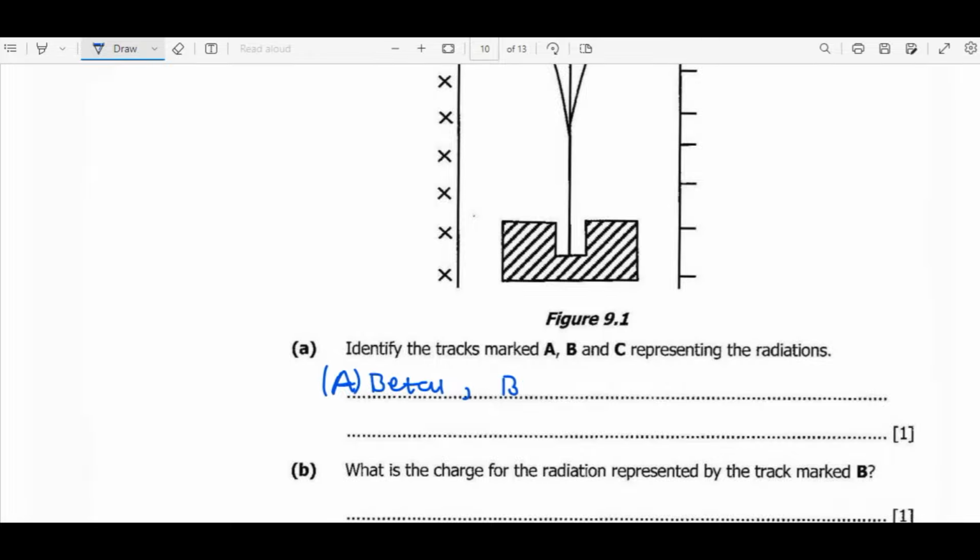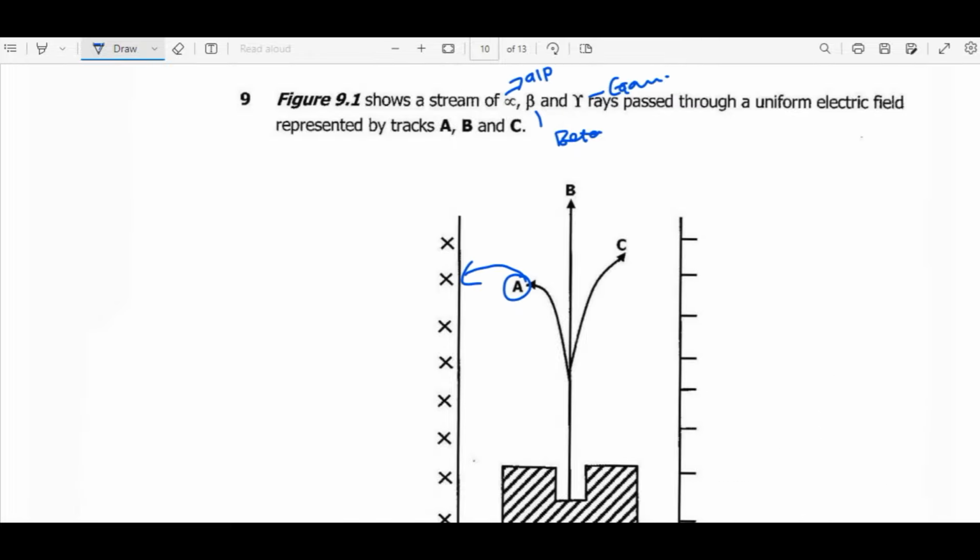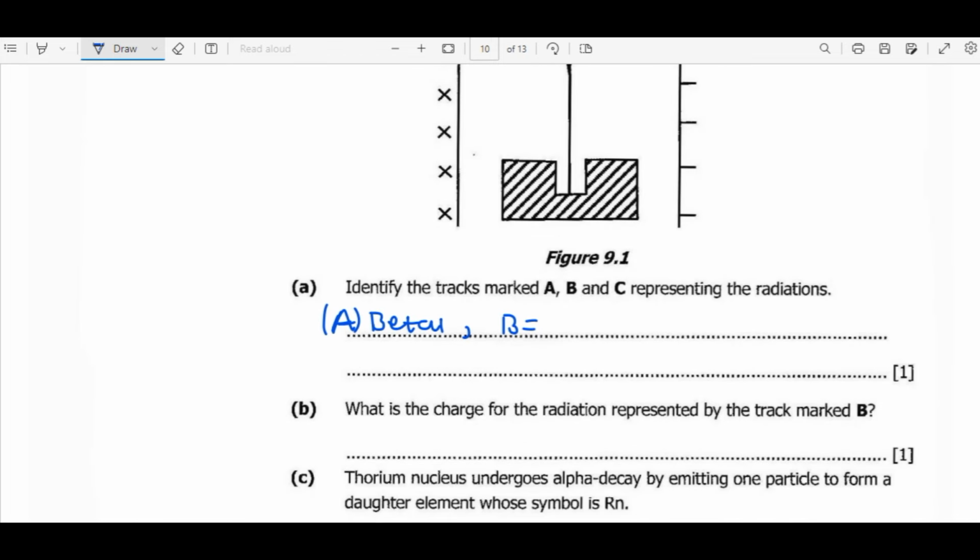Then what of B? B didn't deflect toward either terminal, so it is neutral, which is gamma. Gamma has no charge. Then C deflected toward the negative, so C must be positive, which is alpha. To summarize our answer, beta has a negative charge, gamma has no charge, alpha has a positive charge. What is the charge for the radiation represented by the track marked B? So say neutral, or we can just say no charge.